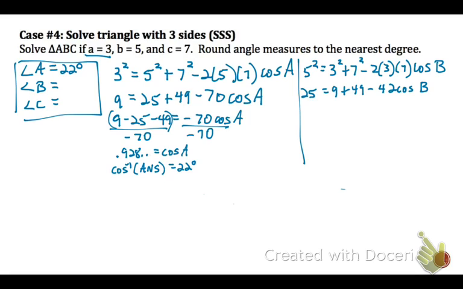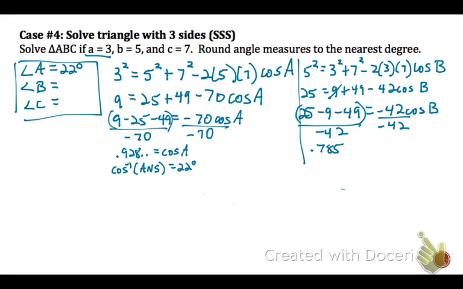Now remember how I suggested. First, you're going to take 25 and then subtract off your 9 and your 49, and then divide that by negative 42. So we are just streamlining that math that we have to do. So negative 33 divided by negative 42 will give us a positive 0.785, etc. Leave it on your calculator.